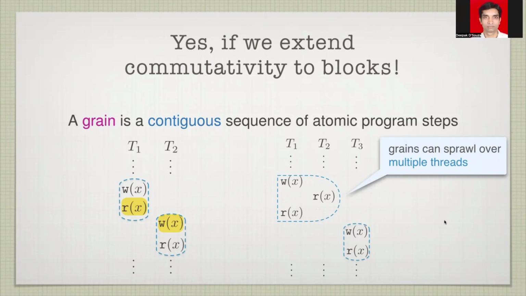So, Azadeh, what is the atomic program step? I mean, you say exactly these reads and writes. If you remember, let me flash this for you quickly. Okay, so contiguous means contiguous on the total order. In the total order, exactly. Yeah. Okay.